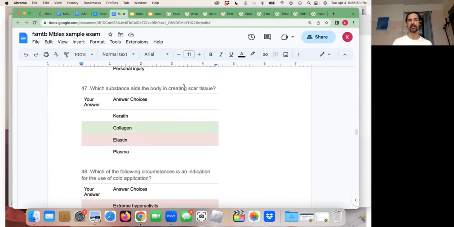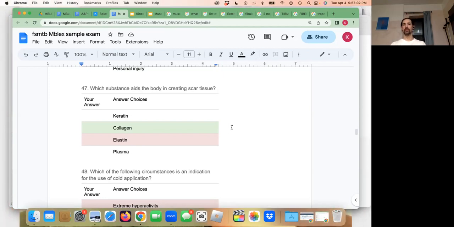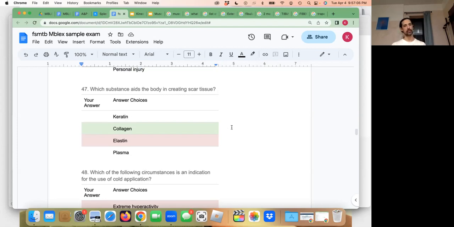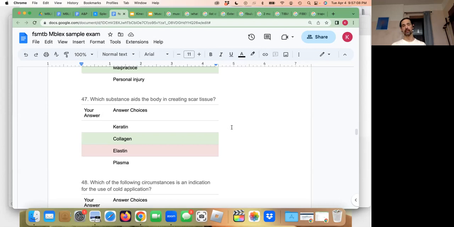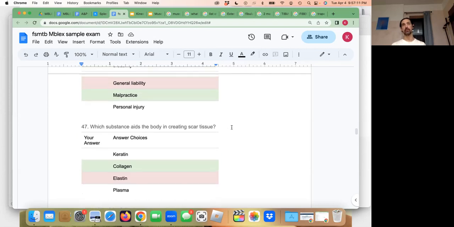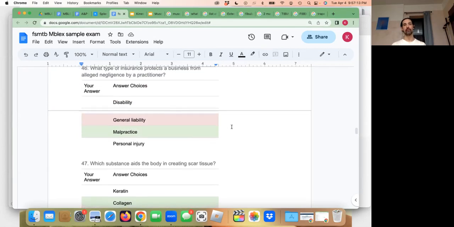Which substance aids the body in creating scar tissue? Is that keratin, collagen, elastin, or plasma? Which substance aids the body in creating scar tissue? The answer is collagen. Collagen creates scar tissue, it creates tendons, ligaments, fascia.